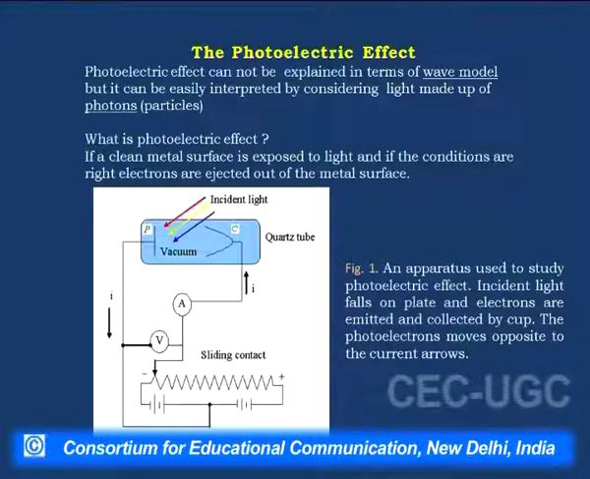Now, if you have a clean metal surface, and that surface is exposed to, say, light, and the conditions are right, we see that electrons are emitted. So, this is the experiment: here there is a vacuum tube, and in this vacuum tube there is a plate P and a collector cup C, and this tube is made of quartz.